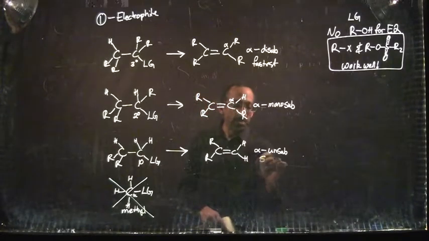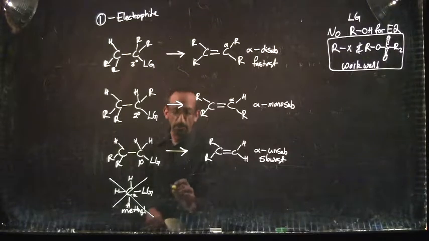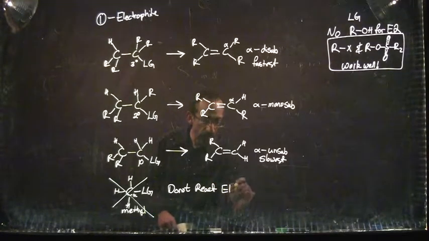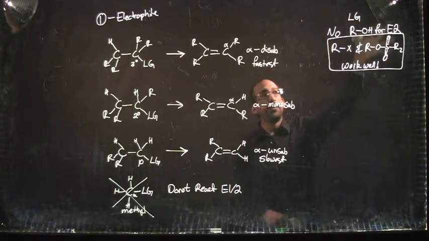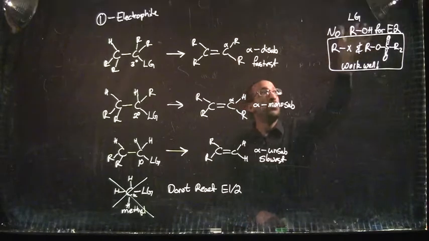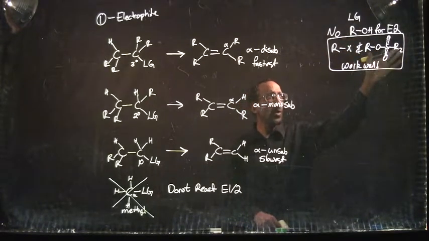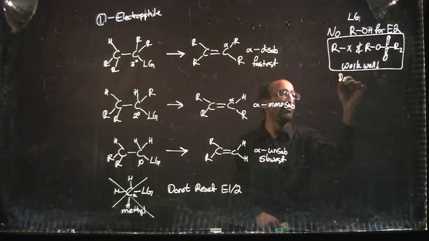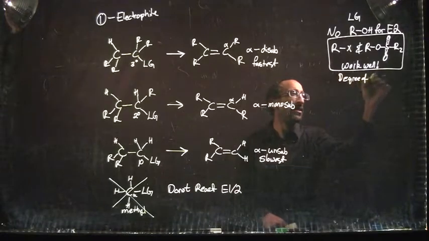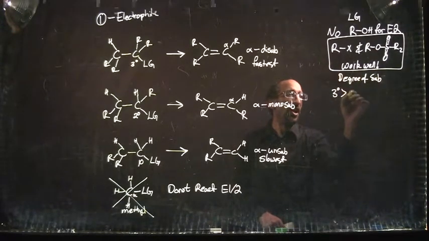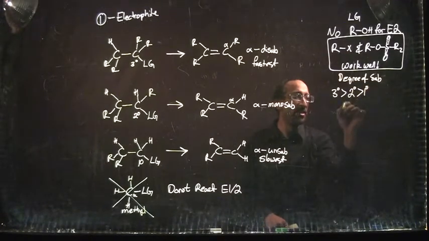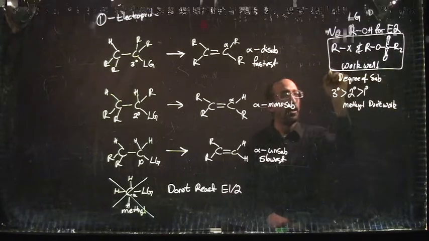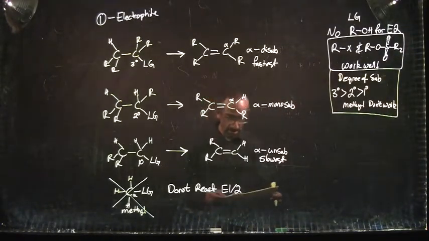Primary electrophiles are going to react the slowest. And methyl electrophiles do not react in eliminations, E1 or E2. So now, to keep going with our electrophile here, we have no ROH for an E2. We have to use alkyl halides or sulfonate esters. We can add on to that, for our degree of substitution, that tertiaries are faster than secondaries, which are faster than primaries, and that methyl don't work. All right. So that's our second piece of information that we need to know about our electrophile.